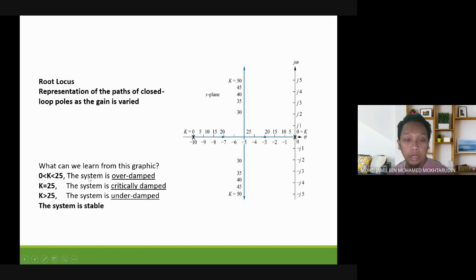So another thing that we can learn from this root locus is that all of the poles, when you change the value of k, are located on the left-hand side of the S-plane. So this is similar to what one of your friends asked on Monday: why do we need to find the stability of the system when we know already from the transformation that it is always stable? Okay, so this is the case. It's always stable, no matter what value of k.